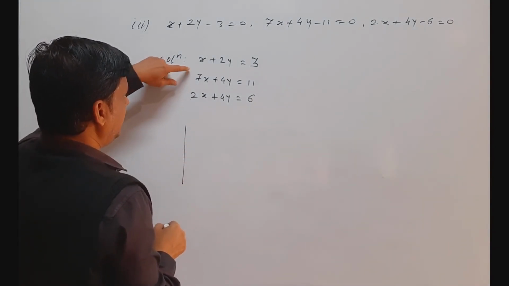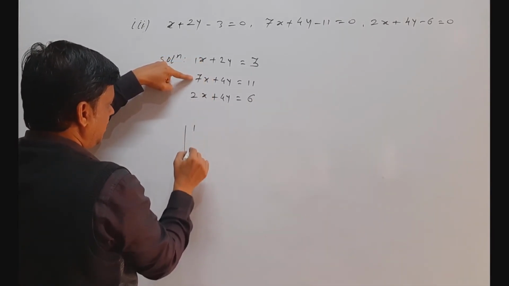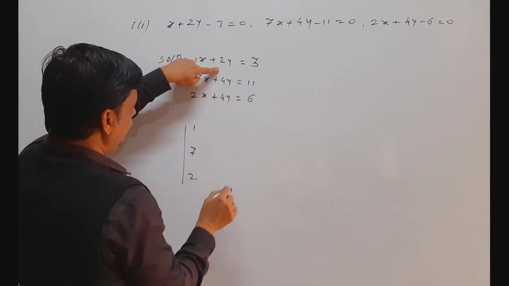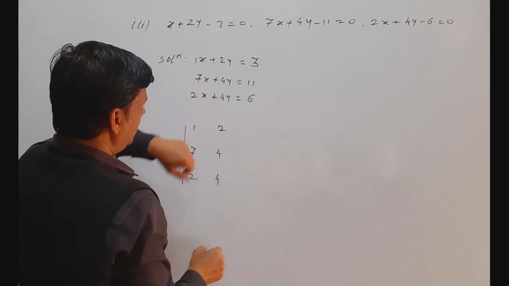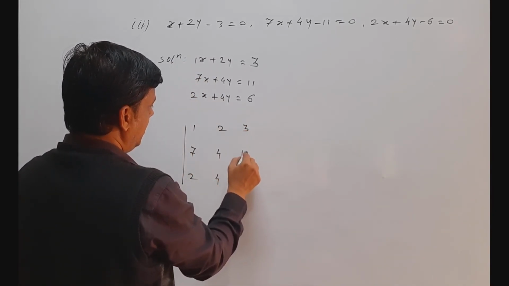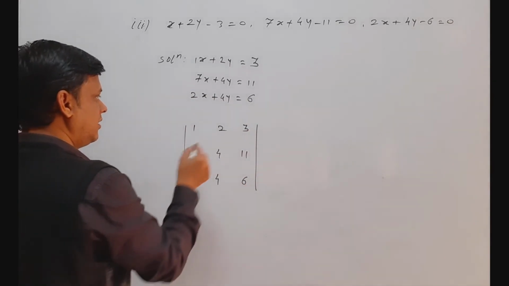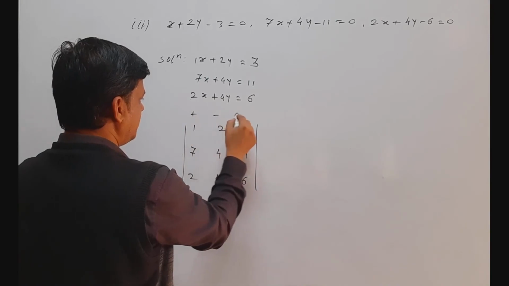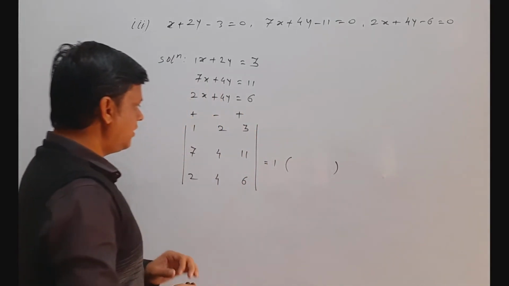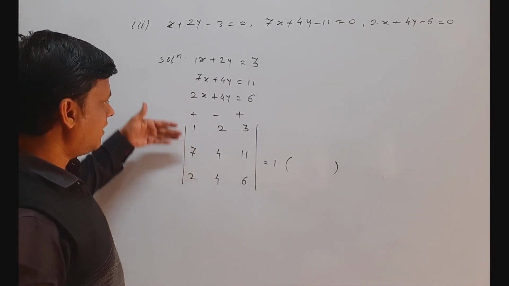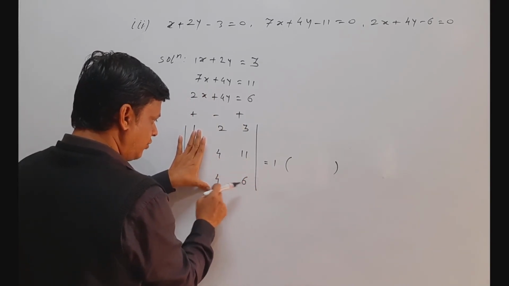So in determinant we write coefficient of x in first column. So coefficient of x is 1 here. So 1, 7, 2. Then coefficient of y in second column 2, 4, 4. Then in third column we write 3, 11, 6. Now expand this determinant along first row. So right here plus minus plus is equal to. So 1 in bracket we calculate value of determinant skipping first row, first column of element 4, 11, 4, 6.